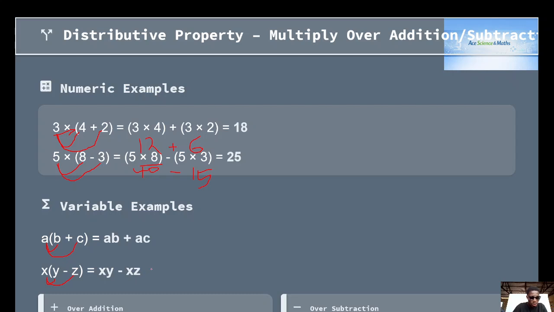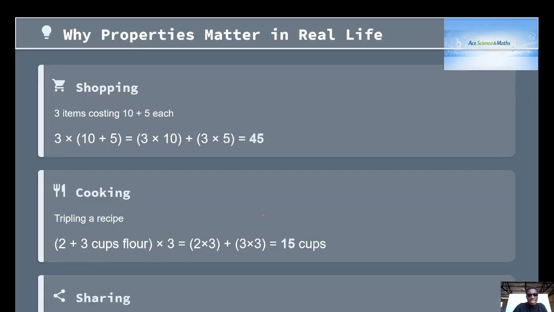So you are distributing the outside number to those that are in the bracket. This property is very essential for expanding expressions in algebra and for solving problems efficiently. That is why it is very important for us to understand. So now let's look at how we can apply this in our real life.